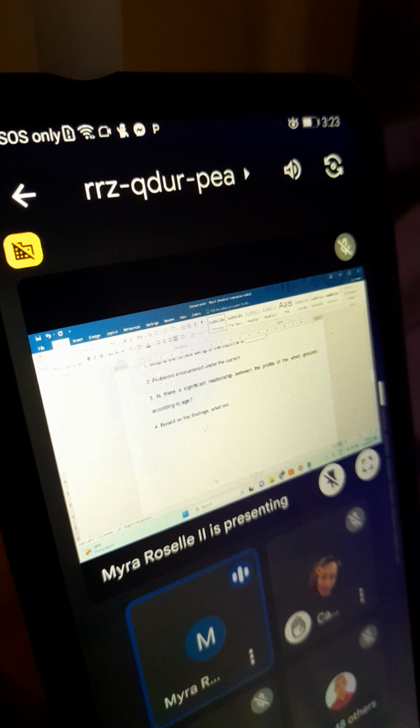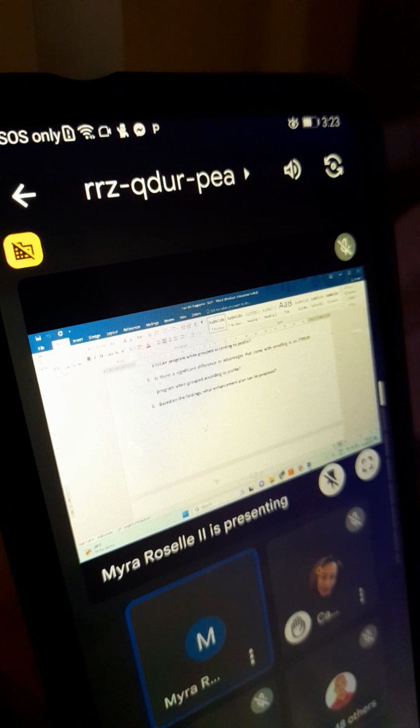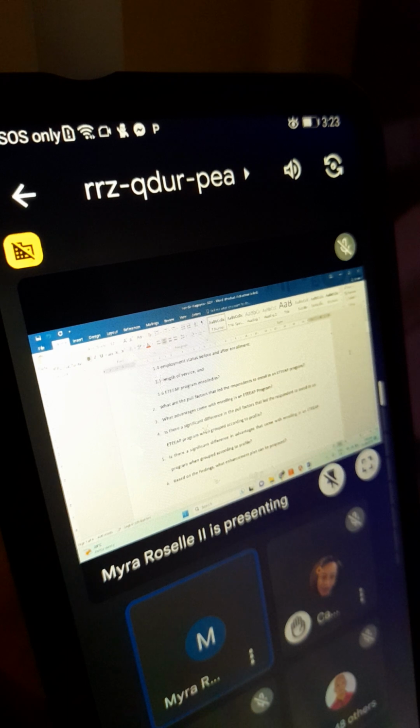Based on the findings, what action plan? This is constant, always based on the findings. Okay, in the example here, you have what enhancement plan can be proposed. Okay? So that's how you're going to write your statement of the problem.